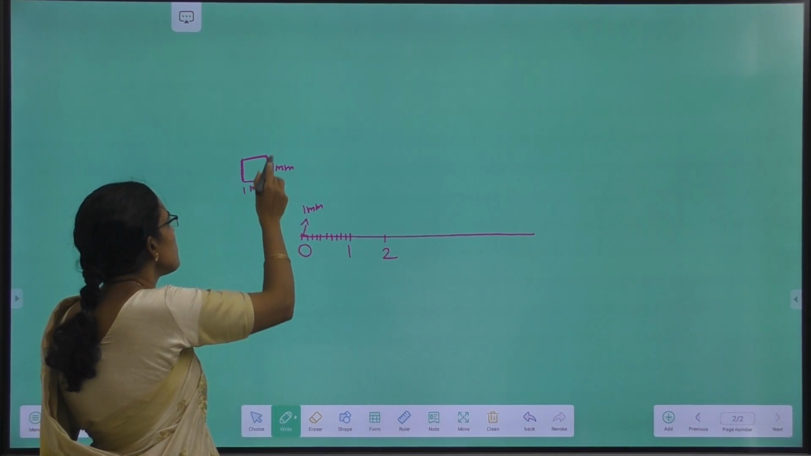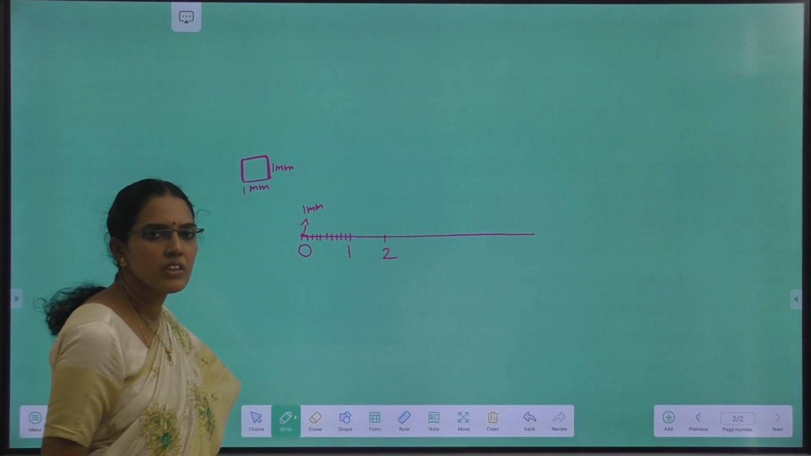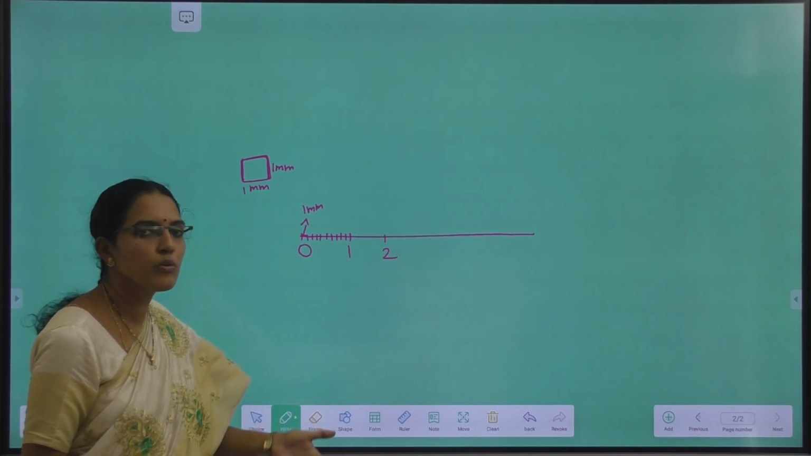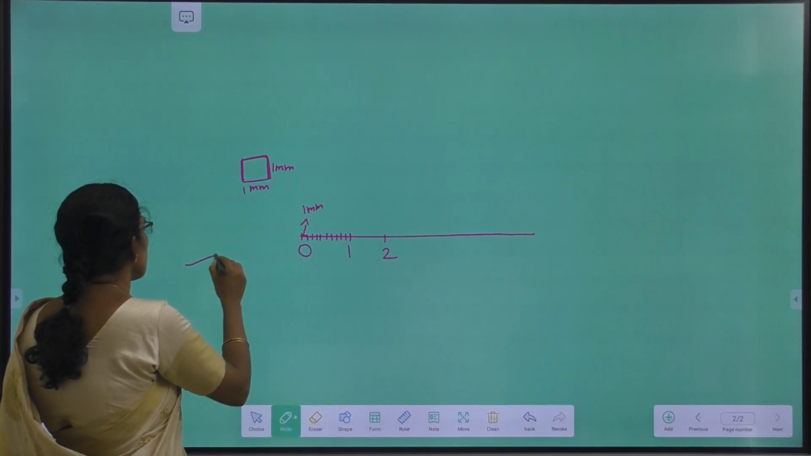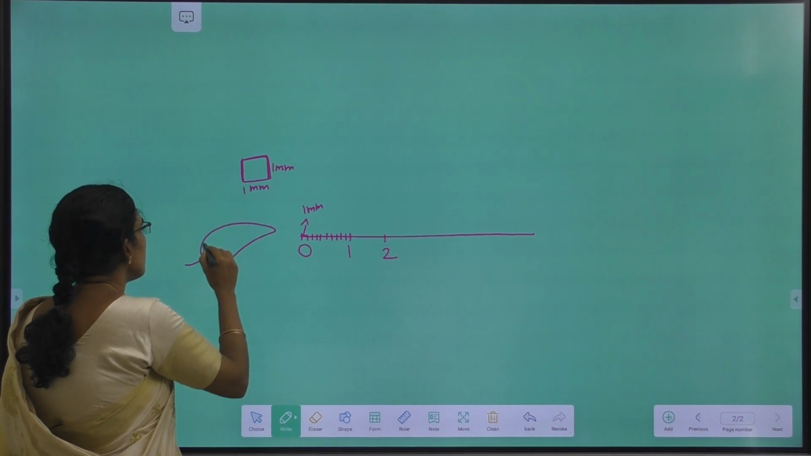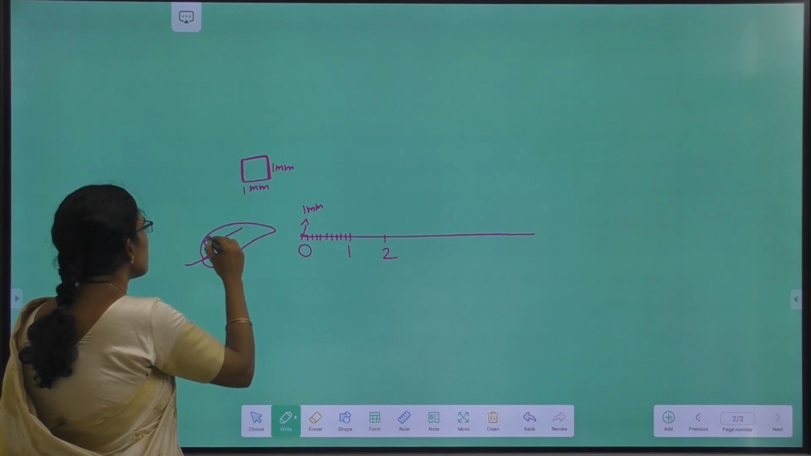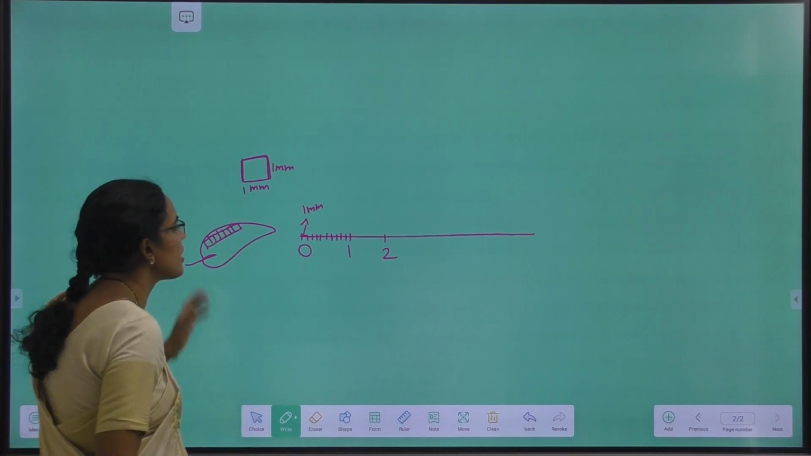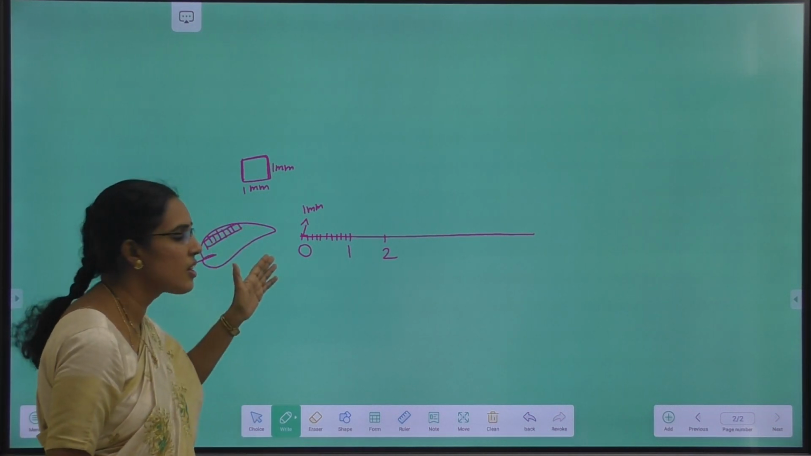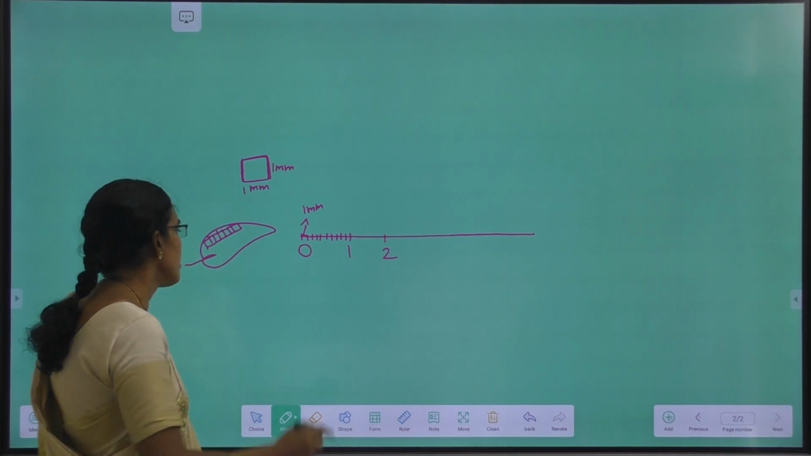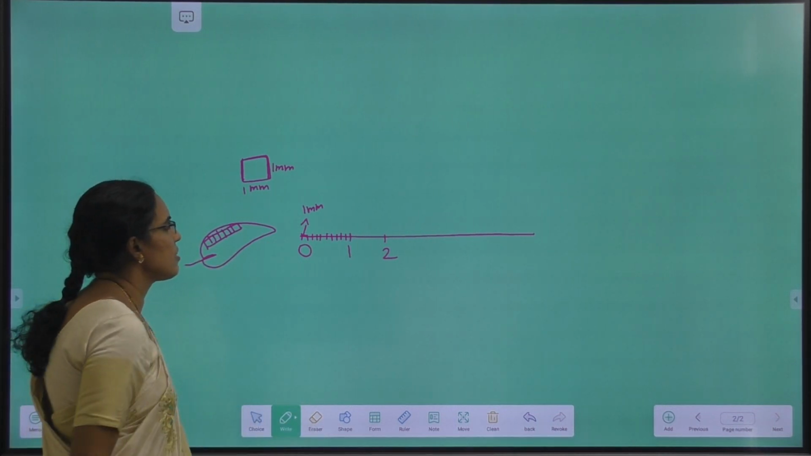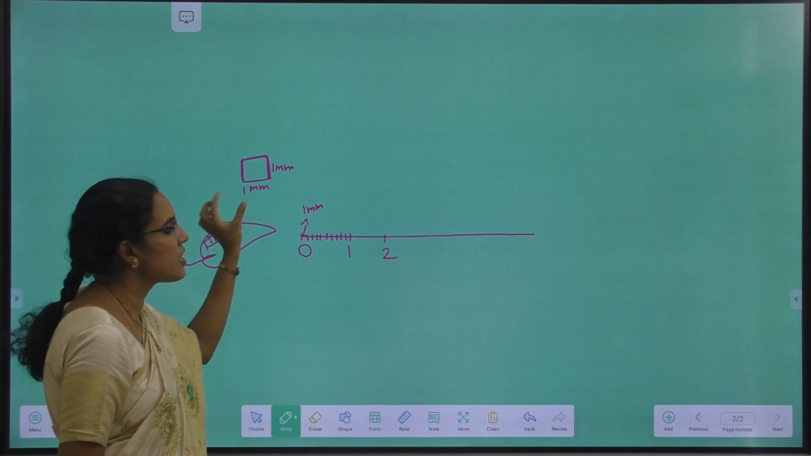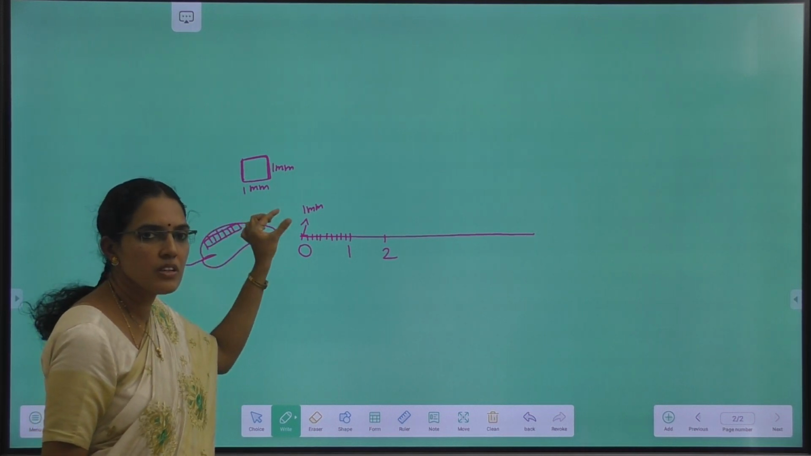We use this millimeter square if the region is very small. For example, if you want to know the area of a leaf or flower petal, then how many millimeter squares it occupies, that much is the area. How many it can occupy, that is the area of the region. To find the area of flower petals, leaves, small regions, we use millimeter square.